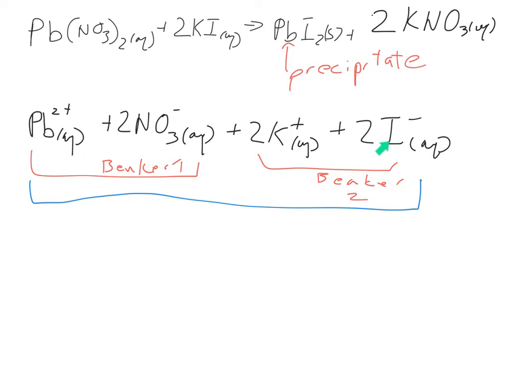The iodide ion, right? So those two are going to go out on a date. And what happens? Happy, happy, joy, joy. It's true love. Turns out that our lead and our iodide are so attracted to each other that they decide to get married.